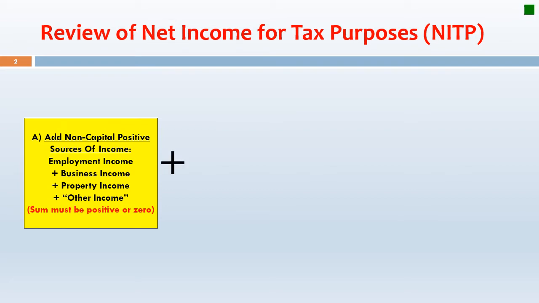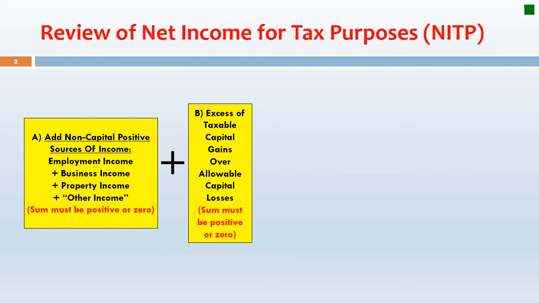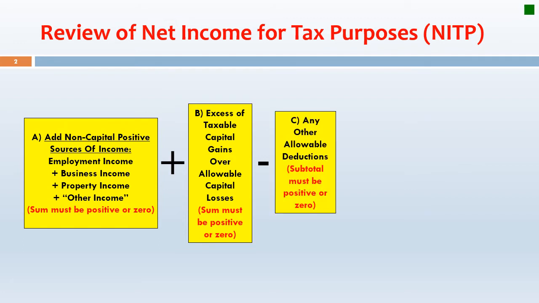Now, once these sources have been added together, the excess of any taxable capital gains over allowable capital losses is also added and subtotaled. Again, in this section, losses cannot be created and the subtotal must be either positive or zero. After subtotaling sections A and B, we now deduct any specific allowable deductions, such as RRSP contributions, spousal support payments, etc. Again, we can't create a loss or negative value here. We may, at most, reduce our subtotal to zero.